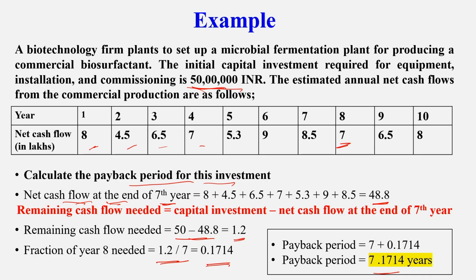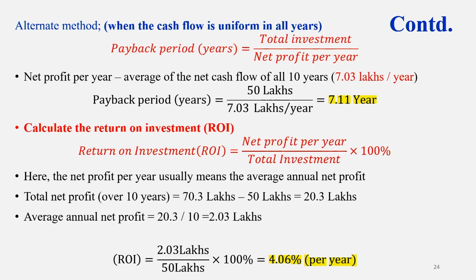Now, the same problem can be approached in a different way. As we know, the payback period is the total investment divided by the net profit. What is the total investment? It was 50 lakh, and for the net profit you can take the average for all 10 years. The average is coming out to be 7.03 lakhs per year, and again you will get 7.11 years. So, on the last slide you got 7.2 years, here you are getting 7.11 years.